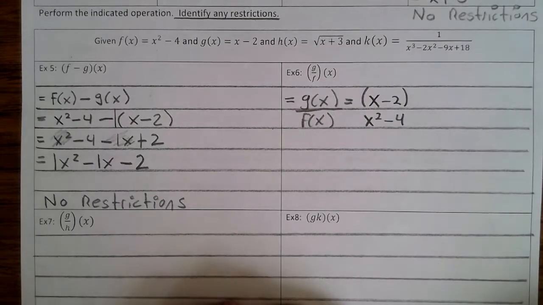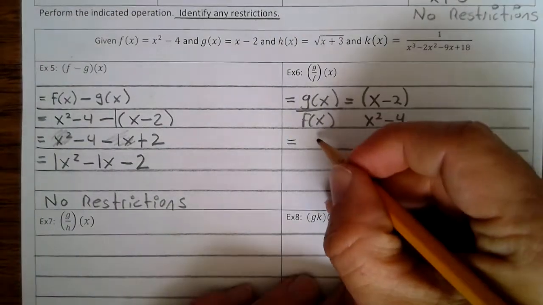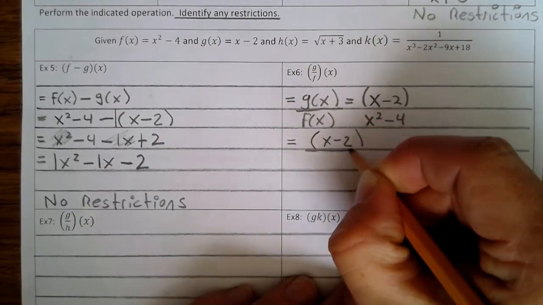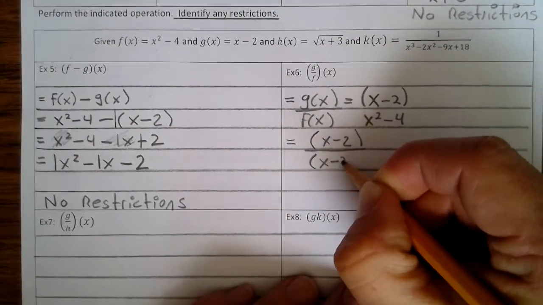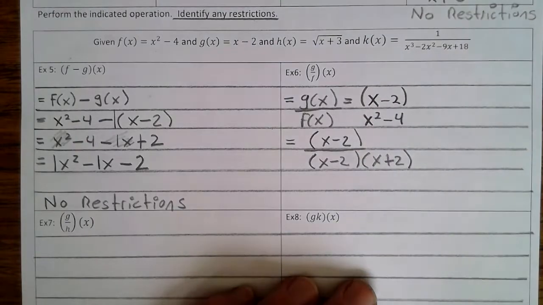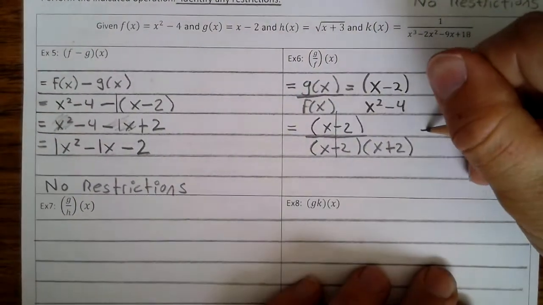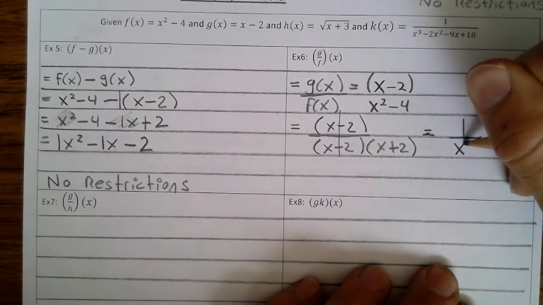Okay, so at this point, we want to factor. So that's x minus 2, nothing to factor there, but we know that x squared minus 4 is the difference of squares, so that's x minus 2 times x plus 2. Well, these divide and become 1, so you're left with 1 divided by x plus 2.